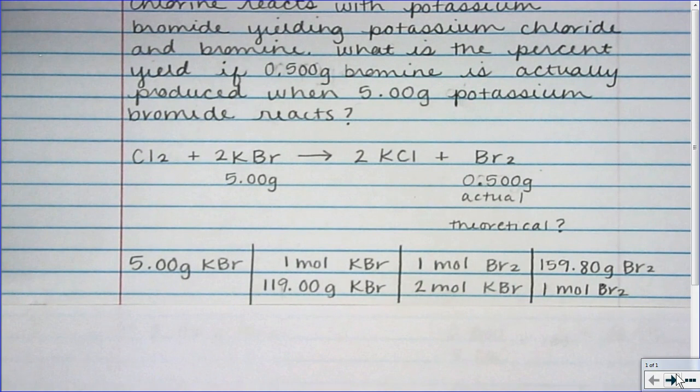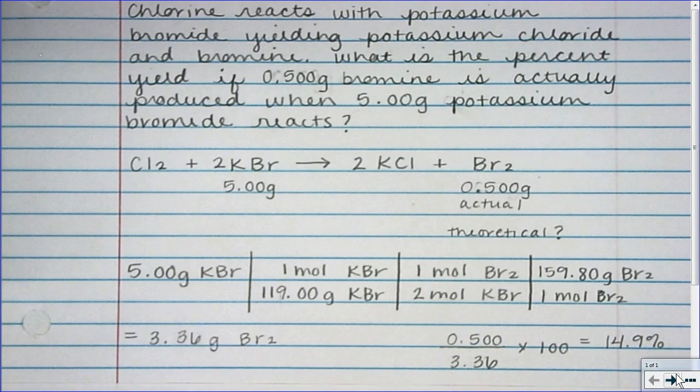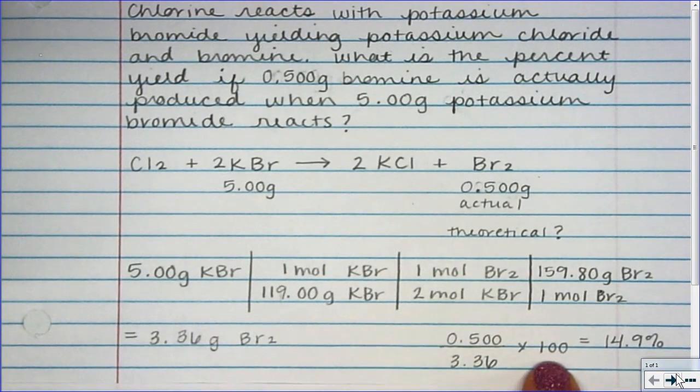And then we're going to also have our percent yield on the screen as well. Okay, with our significant figures, we should have calculated 3.36 grams of bromine. So we see that over to the bottom left. Plugging in our actual number over our theoretical number, multiplied by 100, or just plugging into the percent yield equation, you should have a percent yield of 14.9%.